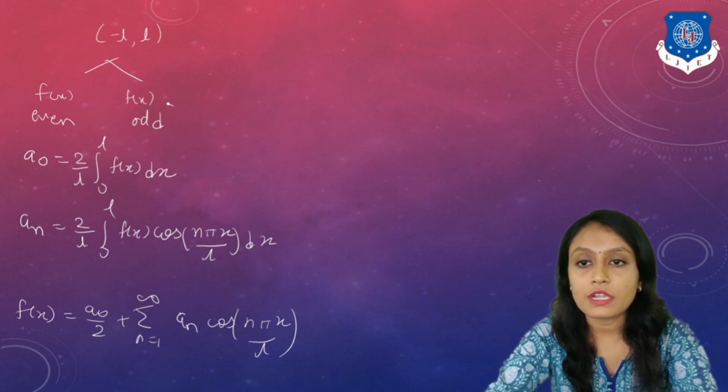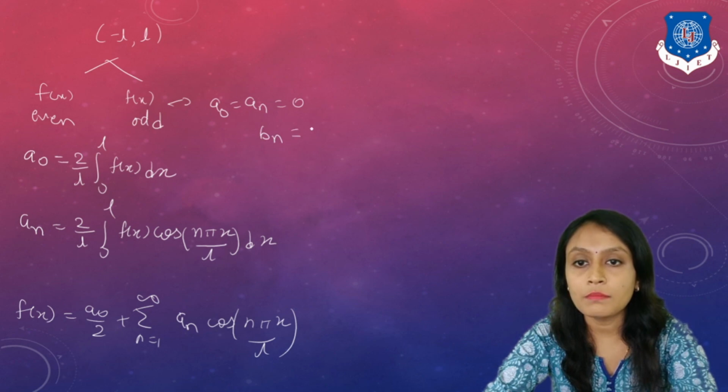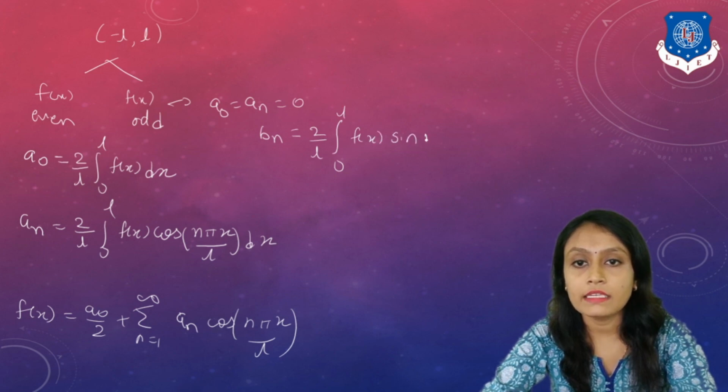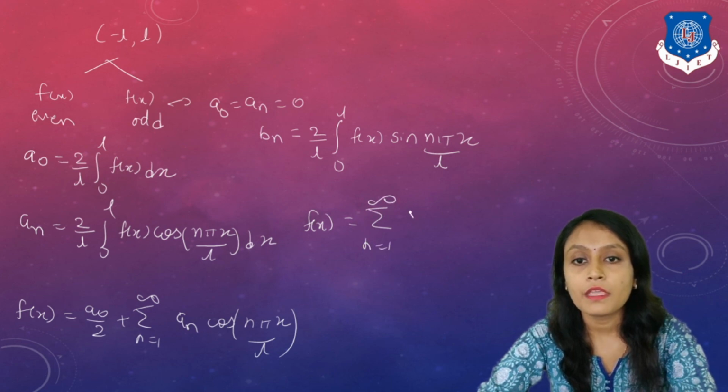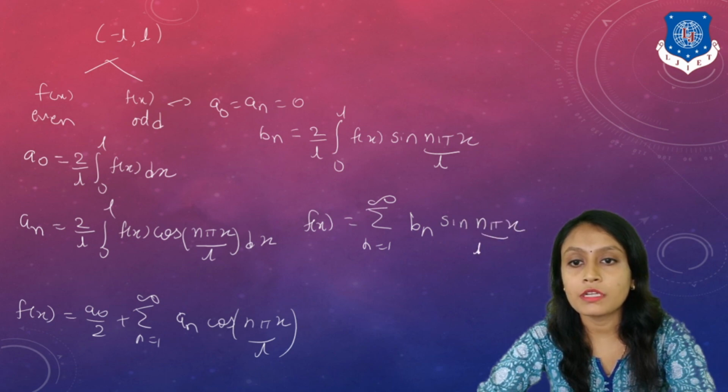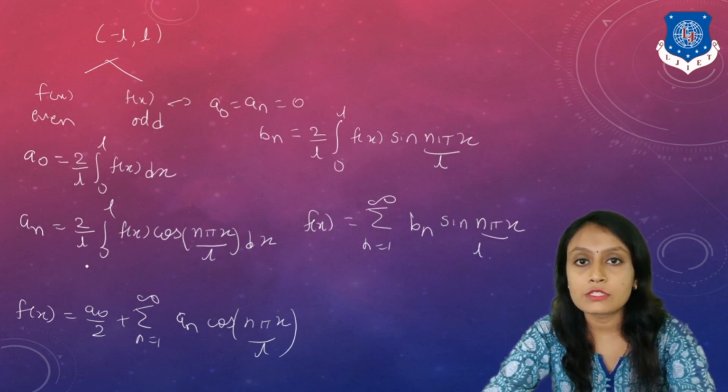And when we have the function f(x) as an odd function, a0 and an will become 0. What we have to find is only bn, and the formula for bn is 2 upon L integration 0 to L f(x) sin(n pi x upon L) dx. And the f(x) formula will be summation n from 1 to infinity bn sin(n pi x upon L). So in this way we will solve the example when we have the interval minus L to L.